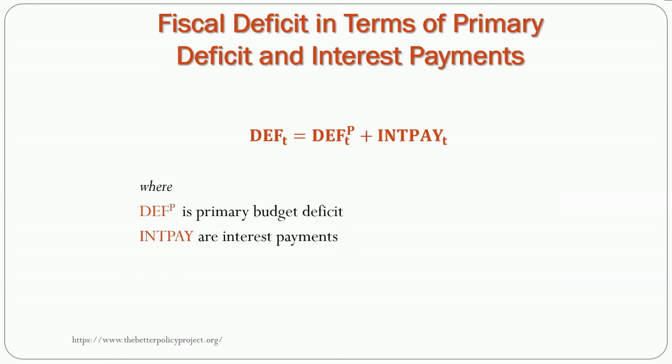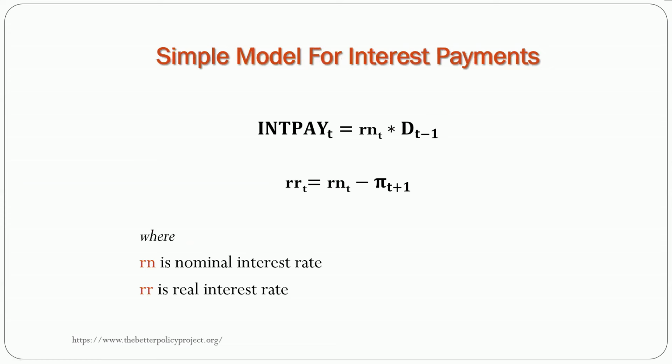So let's move and analyze the primary deficit, and the total deficit can be separated into components. The first thing is the primary deficit, which has this notation P here, and also interest rate payments. The primary budget deficit is government expenditure minus revenues, and the interest payments are calculated as the interest rate multiplied by the debt stock.